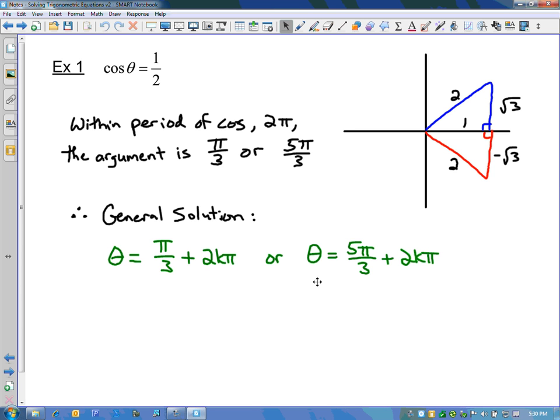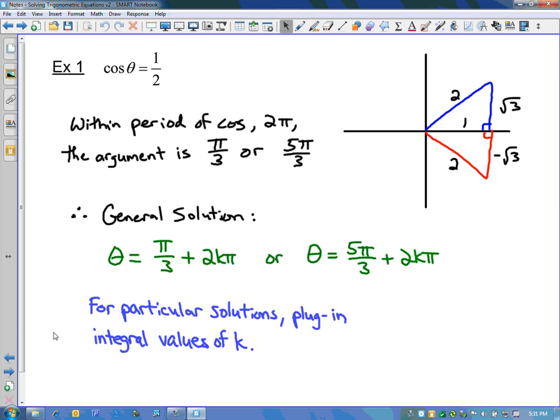Now this is our general solution. It shows a way to describe the infinite number of solutions. It shows the pattern. But if we had some sort of restriction, like let's say we wanted the solutions just from 0 to 2 pi or some other interval, then we can take the general solution and substitute in integral values of k to get some particular solutions. And we'll see that a little later as well. But our general solution we would write with the plus 2k pi. Some textbooks use 2n pi. It would be the same thing. K or n just takes on an integer value.